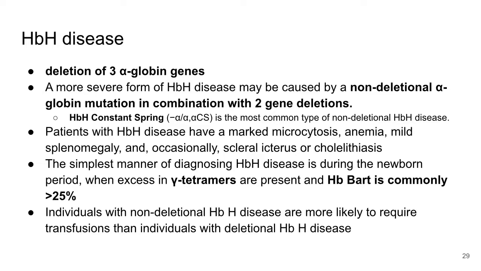The simplest manner of diagnosing hemoglobin H disease is during the newborn period, when the excess of gamma tetramers are present and hemoglobin Barts is usually more than 25%. Individuals with non-deletional hemoglobin H disease are more likely to require transfusion than the individual with deletional hemoglobin H disease.